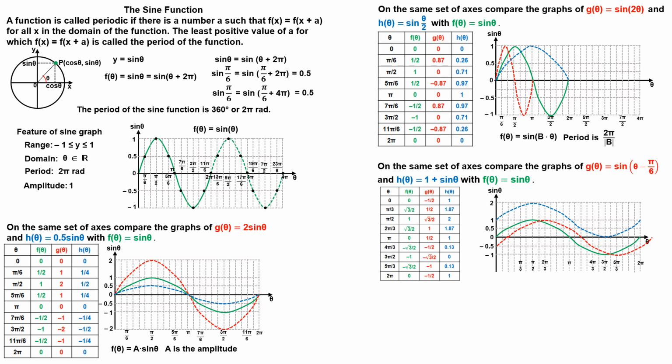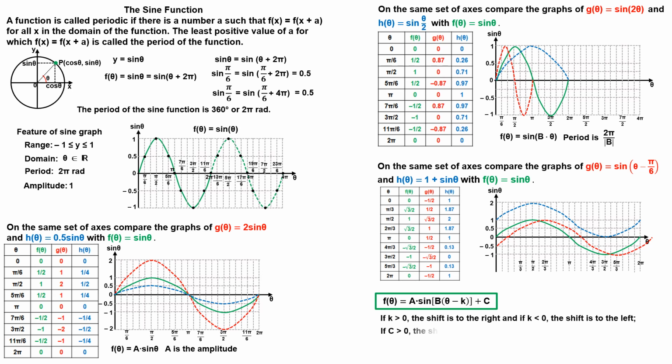Here is a summary of our findings from the previous investigations. The general sine function is the name given to any curve that can be written in the form: if k is positive, the shift is to the right, and if k is negative, the shift is to the left. This is known as horizontal translations. If c is positive, the shift is up, and if c is negative, the shift is down. This is known as vertical translations.